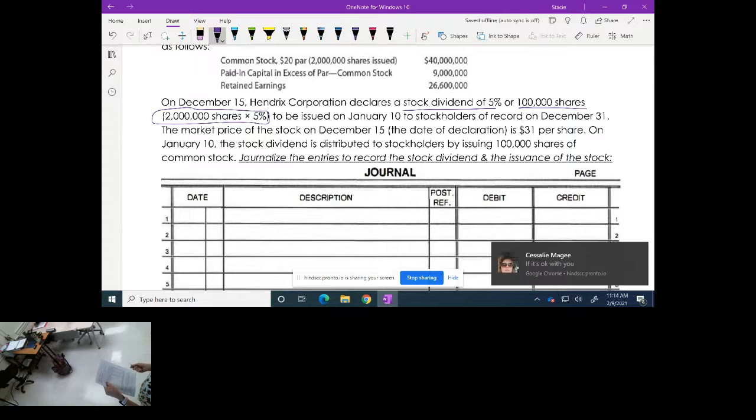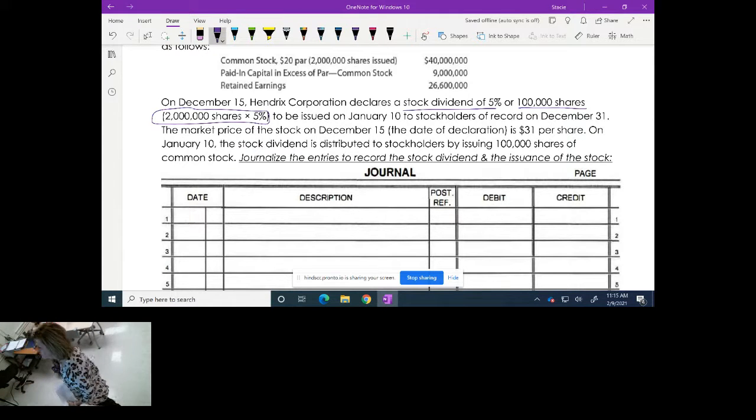Now, January 10th is the date of distribution. So instead of payment, we'll be distributing. We're not giving out cash, we're giving out shares. So it's the same concept. You're sending them out on the 10th. So that's our issue date.